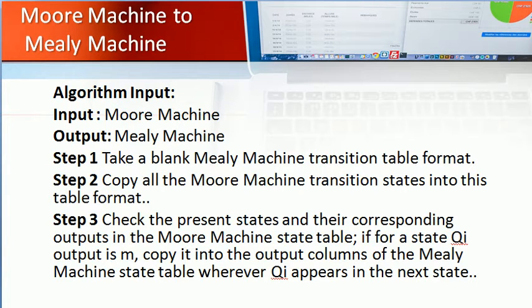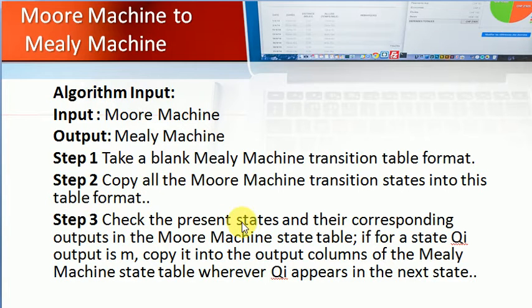Now we will see the conversion of the Moore machine to Mealy machine algorithm. First, the input. The input is a Moore machine and the output we get is a Mealy machine. Step 1. Take a blank Mealy machine transition table format. Step 2. Copy all the Moore machine transition states into this table.